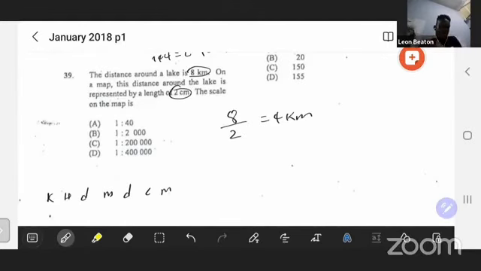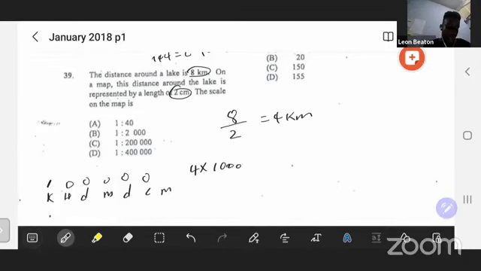Since 1 cm represents 4 km on the map, we have to find how much 4 km is in cm. So we're moving from km to cm. We jump 1, 2, 3, 4, 5, 6, and we reach cm. So we have to multiply 4 times 1, 2, 3, 4, 5, and this will be 400,000.